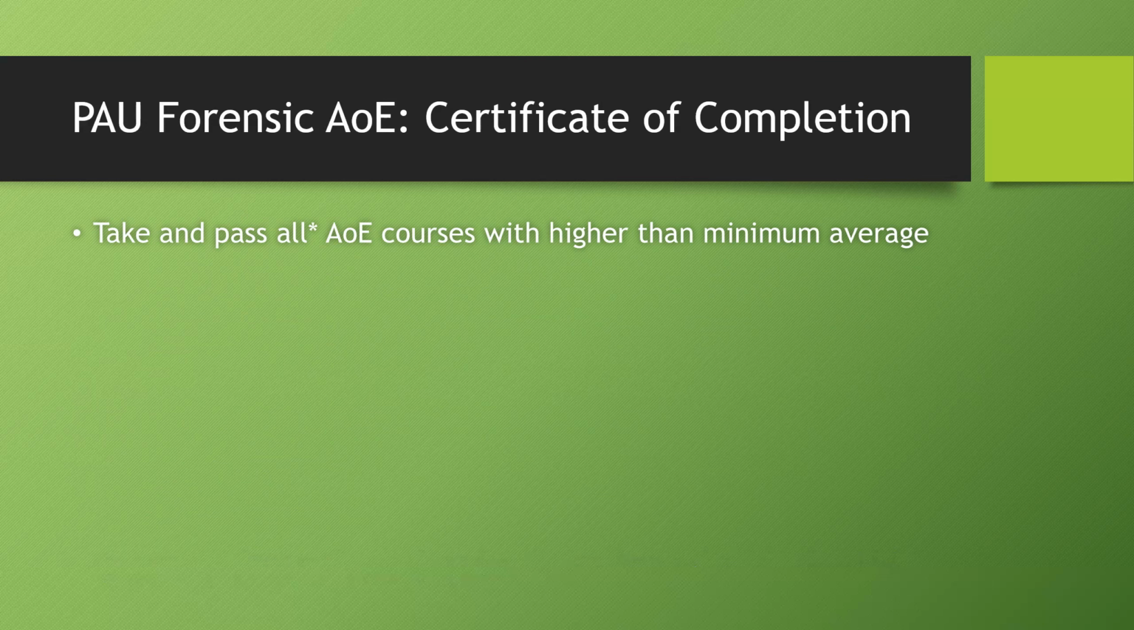So to get the certificate, you have to take and pass all of the area of emphasis classes with a higher than minimum average. PAU will require you to have a class considered passing. It has to be a B-, and we want you to be doing way higher than that. We don't want to put forensic psychologists out there who got B- in all of their forensic classes. And you'll note the asterisk there, and I'll come back around to this. That is going to come back in when we talk about blending areas of emphasis.